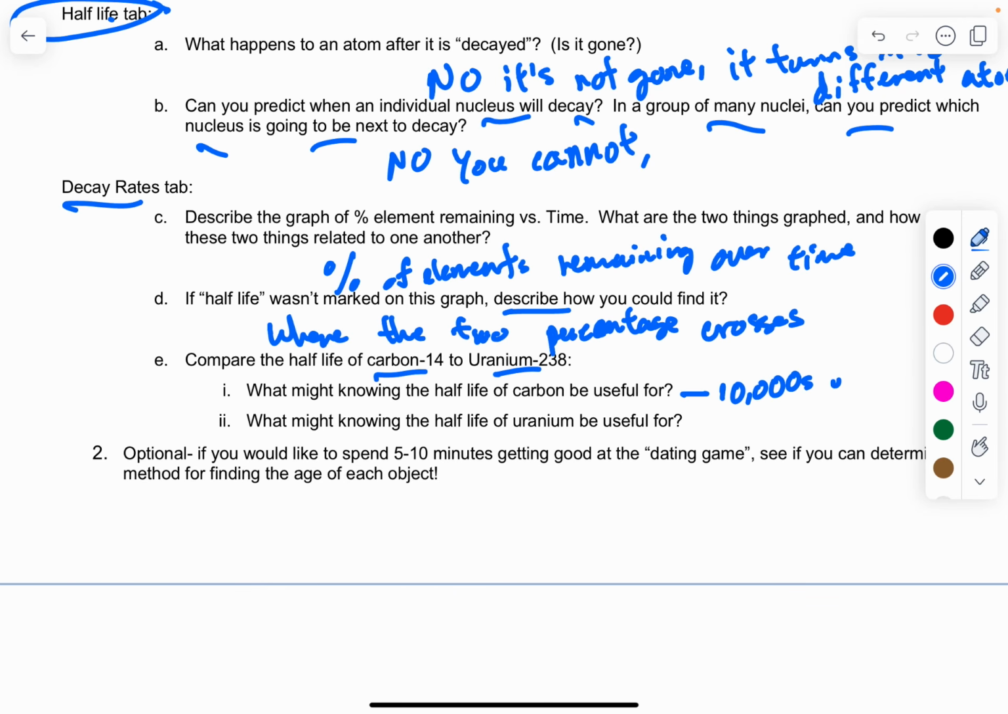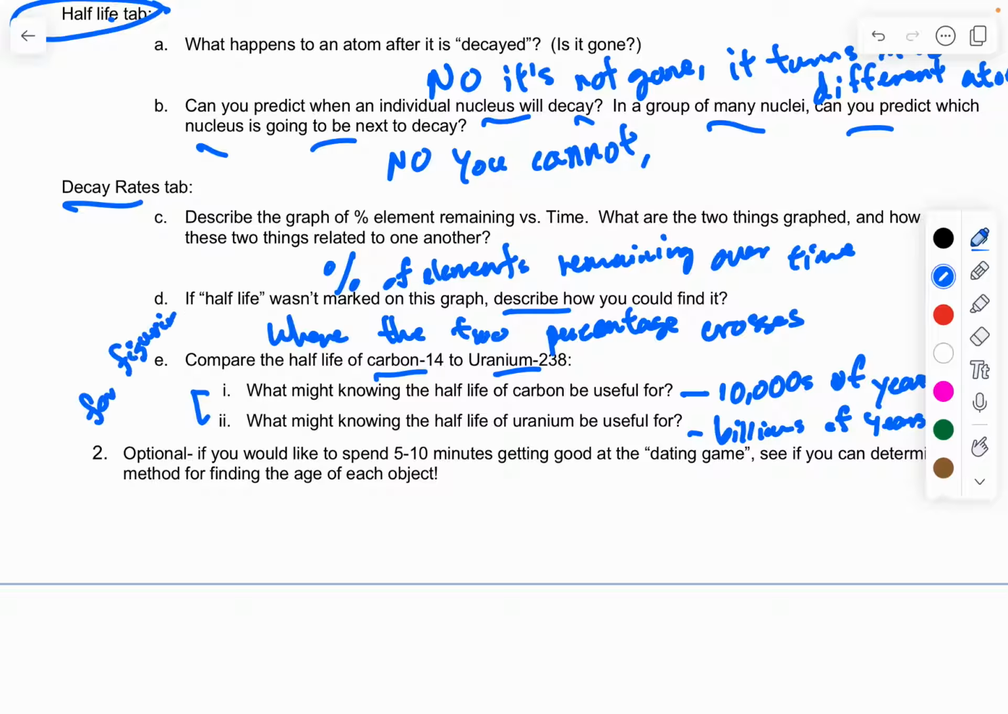Thousands of years. Okay. So if we're figuring out how old things are in thousands of years, this is for that, and this one is for billions of years. They're for figuring out how old things are.